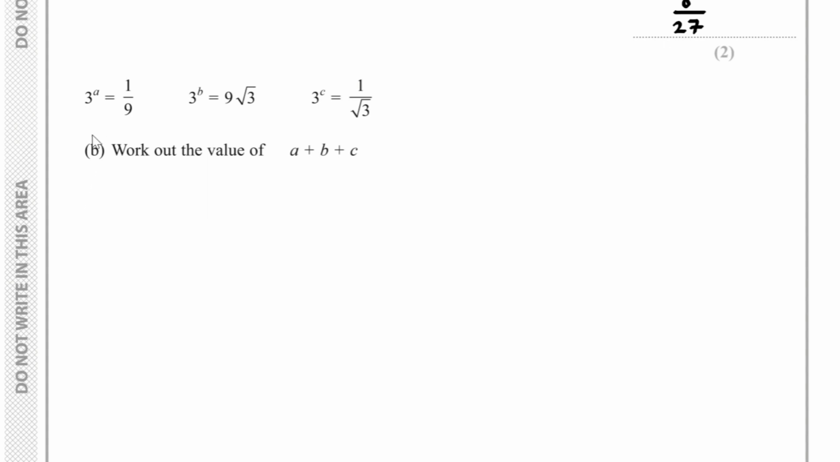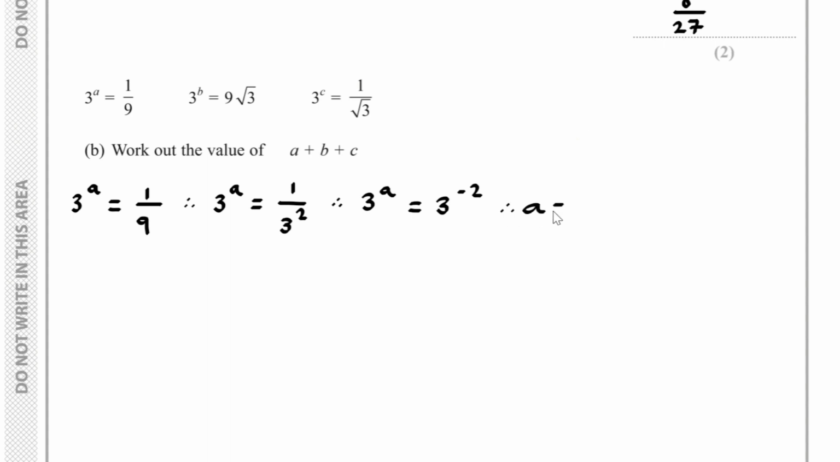So, if I have 3 to the a equals 1/9, I can rewrite this, so I've got 3 to the a equals 1 over 3 squared. So I've got 3 to the a, which is equal to 3 to the power of minus 2. So 1 over 3 squared is the same as 3 to the minus 2. In which case we can see a is equal to minus 2.